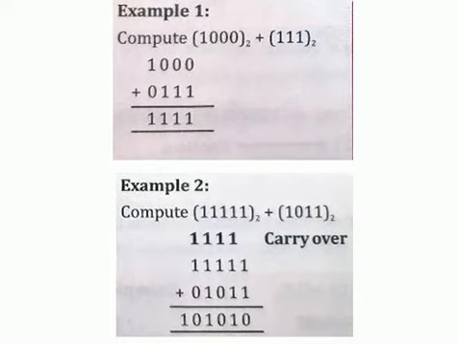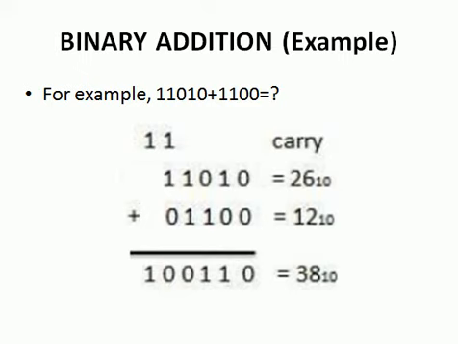If you are adding 1 plus 1 plus 1, meaning 3 ones are there, then it should give you 11, meaning double 1. So 1 you have to write in the place of sum, and the next 1 will be the carry. Okay, now our next example.